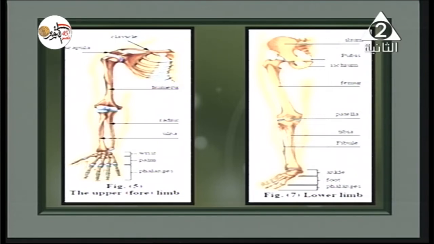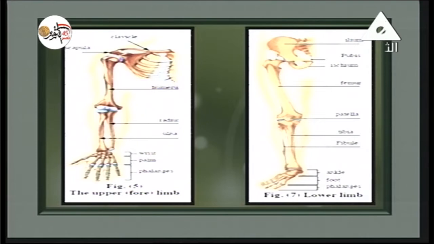Well, let's start with the thigh structure. It contains just 1 bone, and it is considered one of the largest bones inside your body. It's called the femur. So we have here the upper arm supported by 1 bone called humerus. On the other hand, the lower limb is also supported by 1 bone called femur.